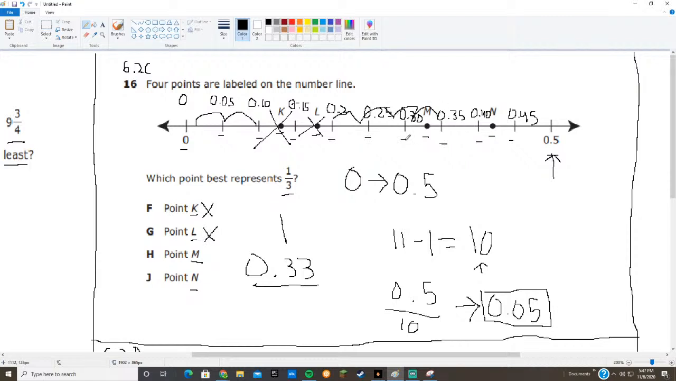M. It's in the middle of 0.3 and 0.35. So maybe this could be our answer choice. We'll see. And then we have our last answer choice, which is N, in the middle of 0.4 and 0.45. And that is not the answer choice. So we know 1/3 is 0.33, and after finding the increments, we can say M is in the middle of 0.3 and 0.35, which is most likely to be 0.33, meaning our answer choice is point M.